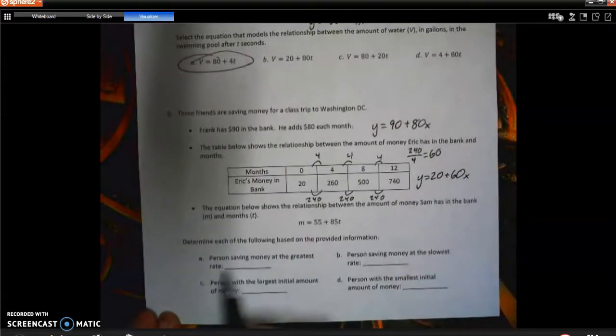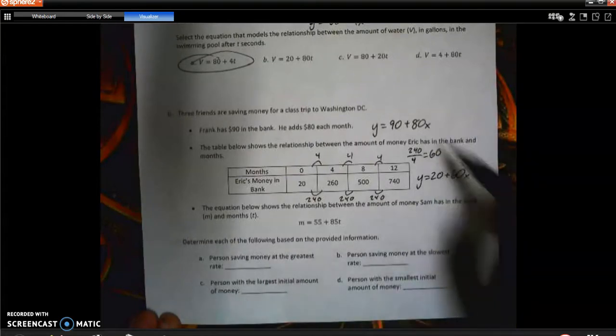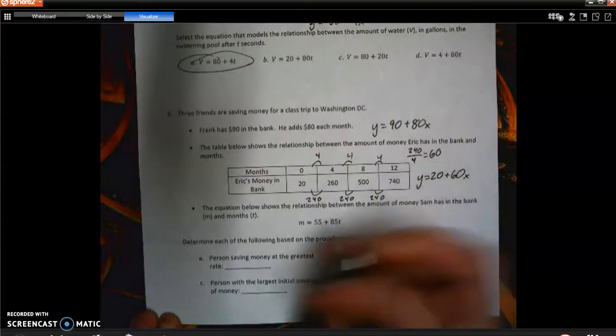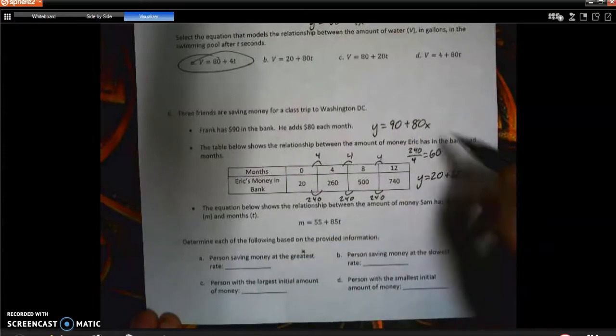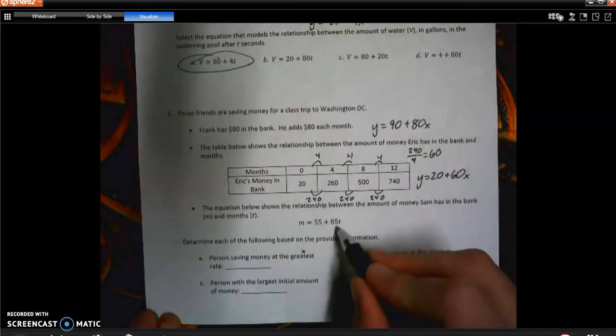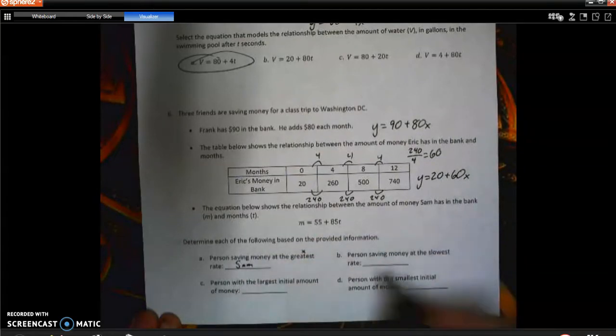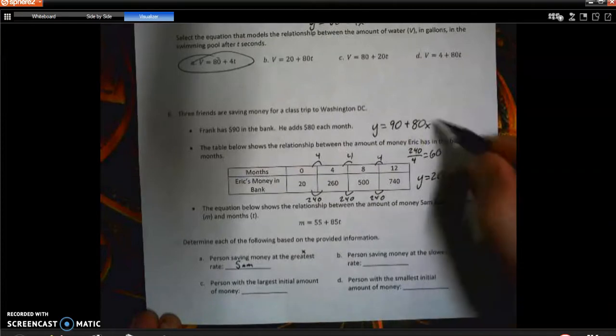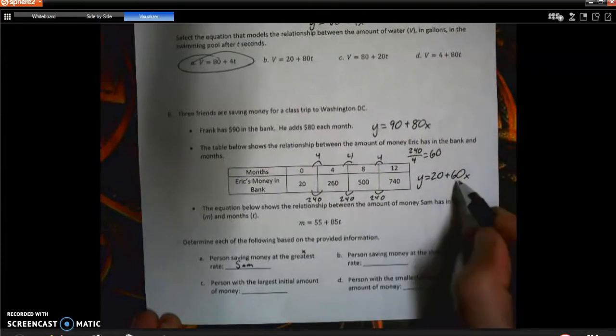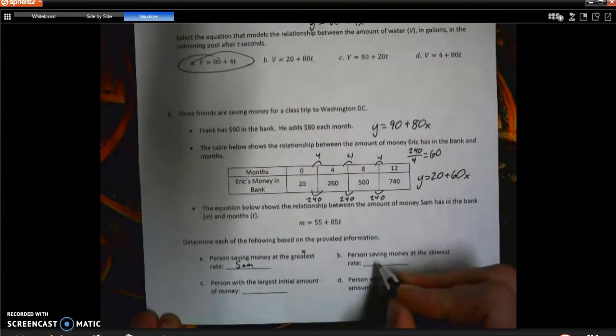It says, person saving money at the fastest or the greatest rate. So this one's 80, this one's 60. Rate is always with the x. Remember, it's always with the x. So 80, 60, and 85, well, right there, that's Sam. Okay, person saving money the slowest, 80, 60, 85, it's the 60, $60 a month, that's Eric.